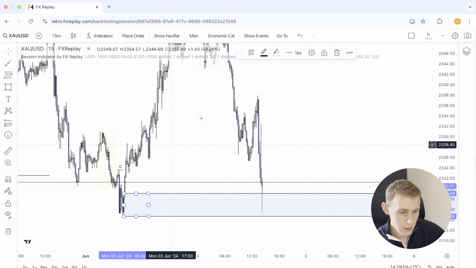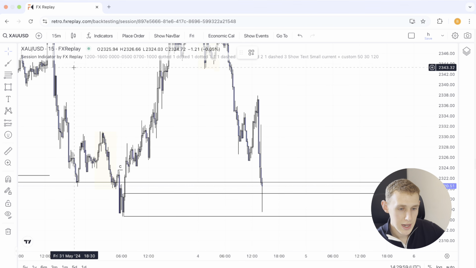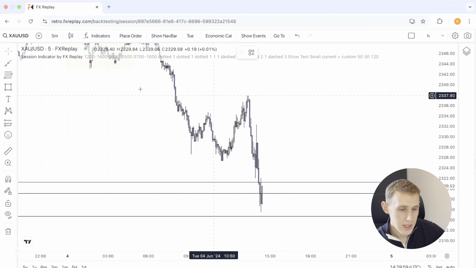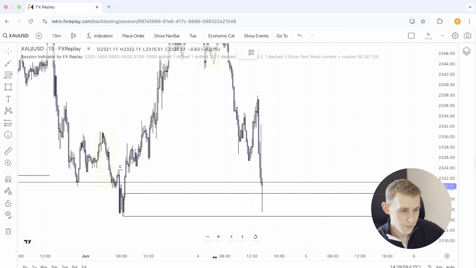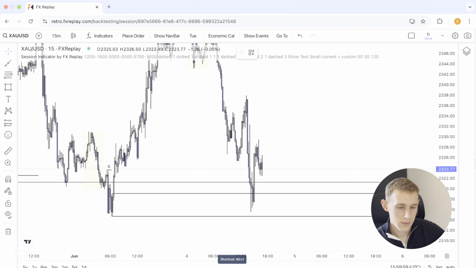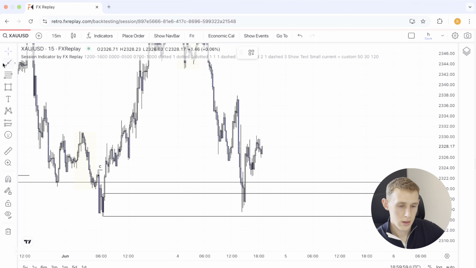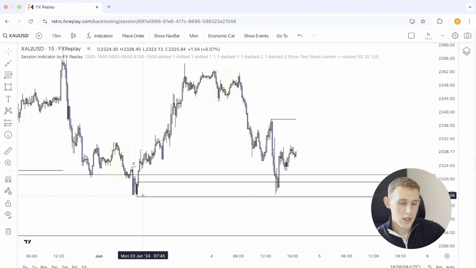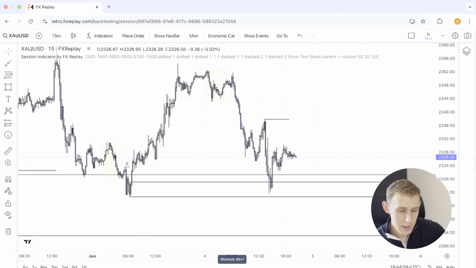All right, there we go. So it also tapped into that extreme 15-minute demand. For a confirmation, we need to see this high broken. So yeah, unless this high is broken, the trade is not quite valid just yet. So let's wait and see if that happens. Otherwise, it could break this low again, and then we can go from there.